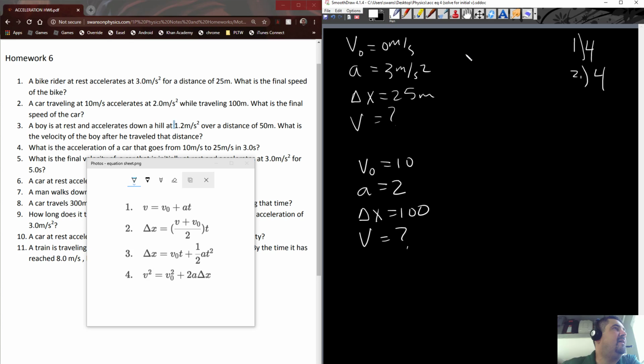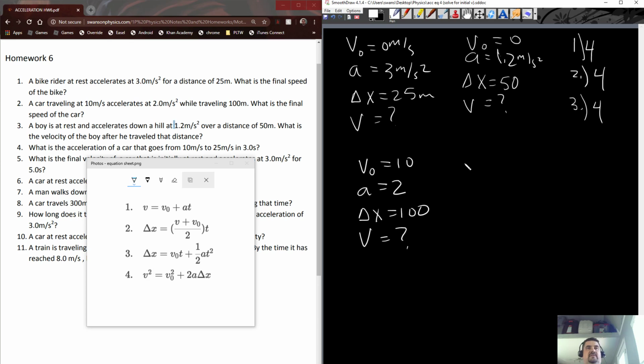3. A boy is at rest and accelerates down a hill at 1.2 meters per second squared. So we got some acceleration of 1.2 meters per second squared. And it says that he is originally at rest. And he does this for a distance of 50 meters. What is the velocity of the boy after he travels that distance? They want to know this. Again, that's the acceleration equation with no time. So that's 4. It's going to change soon, I think.